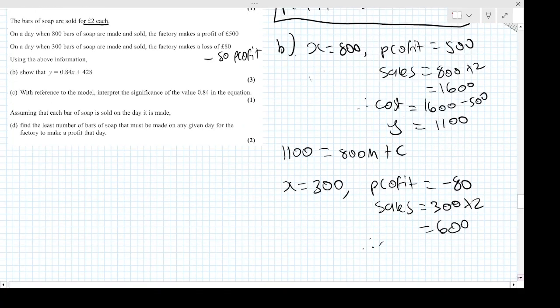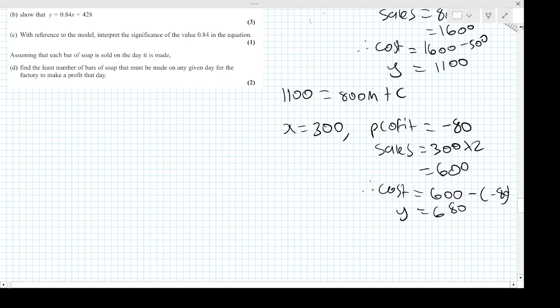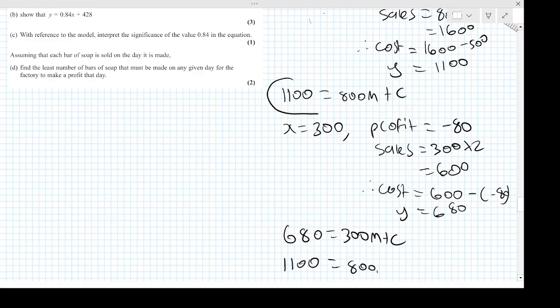Therefore, the cost is sales take away profit. So 600 take away minus 80, that'd be add 80, so it'd be 680 there. And that'd be your y, because y is your total cost. But therefore, we've got another bunch of values to substitute into the equation. So y is mx plus c. That means 680 is 300m plus c. Now I've got two equations again, here and here. Let me rewrite the top equation down here again. So 1,100 equals 800m plus c.